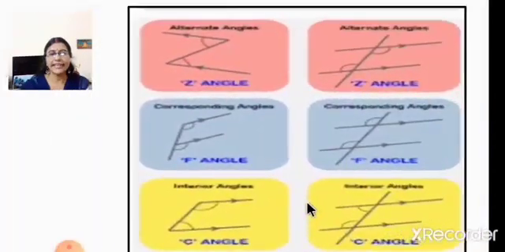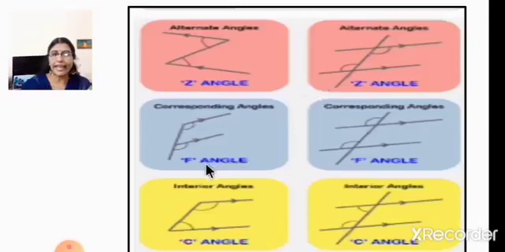Now here you can see Z-shaped angles. Normally a Z shape is formed here. So they are alternate angles. You can see here this is one angle, this is one angle. They are alternate to each other. Same way here also you can get a Z shape, with one angle here and one angle here. They are alternate angles. So Z-shaped angles stand for alternate angles. You can remember in this way.